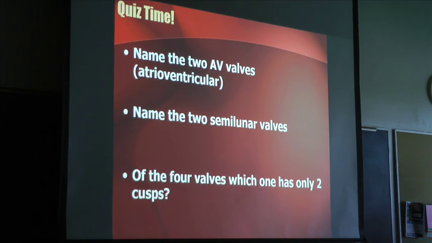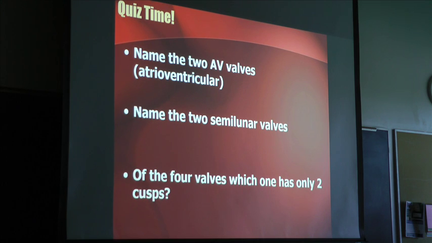Name the 2 semilunar valves. Yes, pulmonary and aortic. Which one comes after the left ventricle? Aortic. Which one comes after the right ventricle? Pulmonary. Okay.